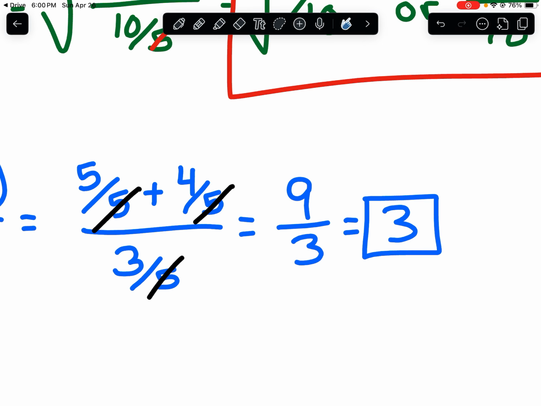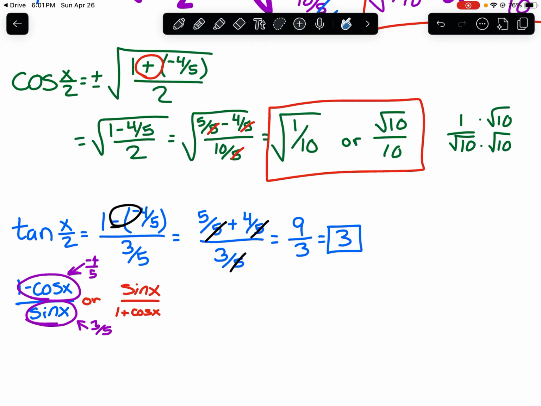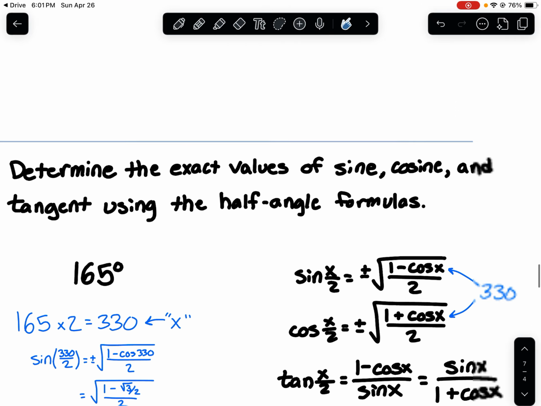Okay. So like I said, tangent answers look usually a little bit nicer. We don't have any, say, square roots, no plus minus signs to worry about. It's just picking one of the two formulas, plugging in your sine value, plugging in your cosine value, and trying to simplify where you can. Okay.